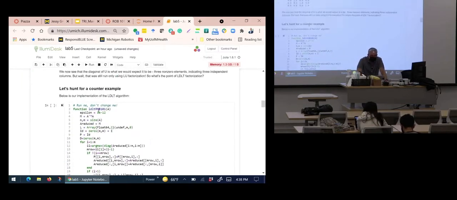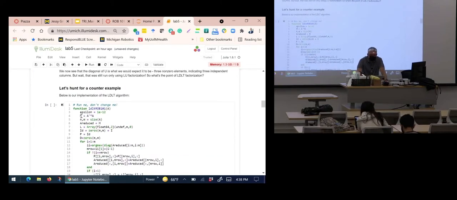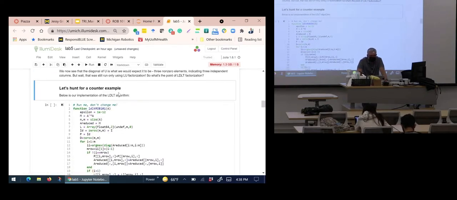But that is not true in general. So what I want to do is prove to you that you have to use LDLT. So we're just going to hunt for a counterexample. This is kind of fun. We're just going to do an organized random search.